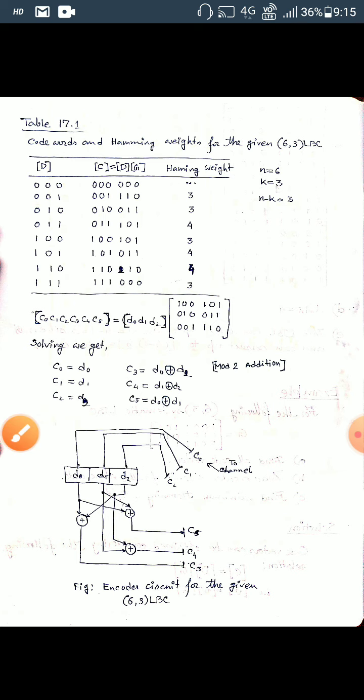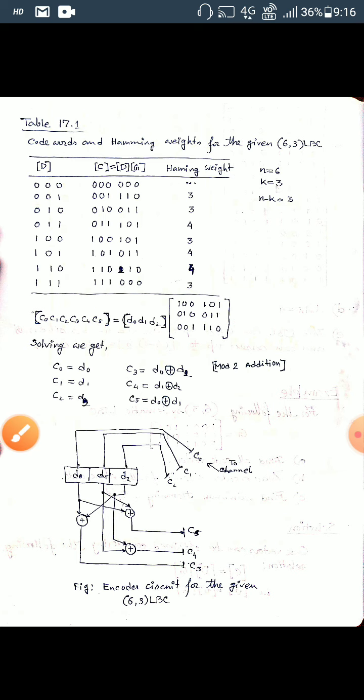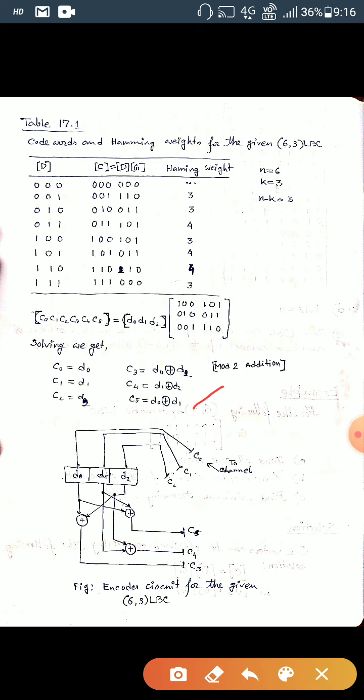If you consider the C5, which one is missing there? For the last column, which one is missing? There D2 is missing, so the equation for the C5 will be D0 XOR D1. Now this one is the input bit, that is defined as U, and they are formed as D0, D1, D2.